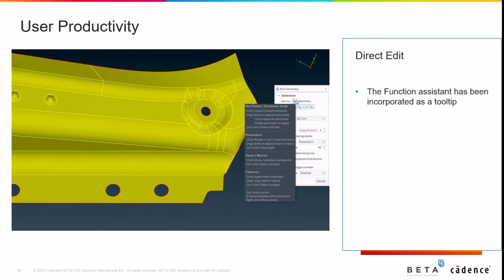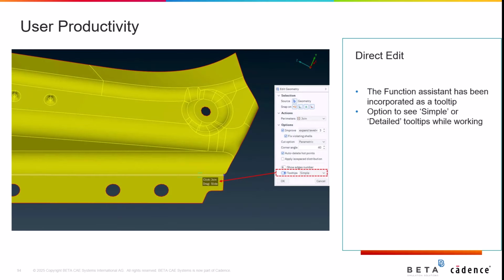The Function Assistant has now been seamlessly integrated as a tooltip within the Direct Edit function. Additionally, users can now choose between displaying simple or detailed tooltips, offering flexibility in how the available actions are presented.